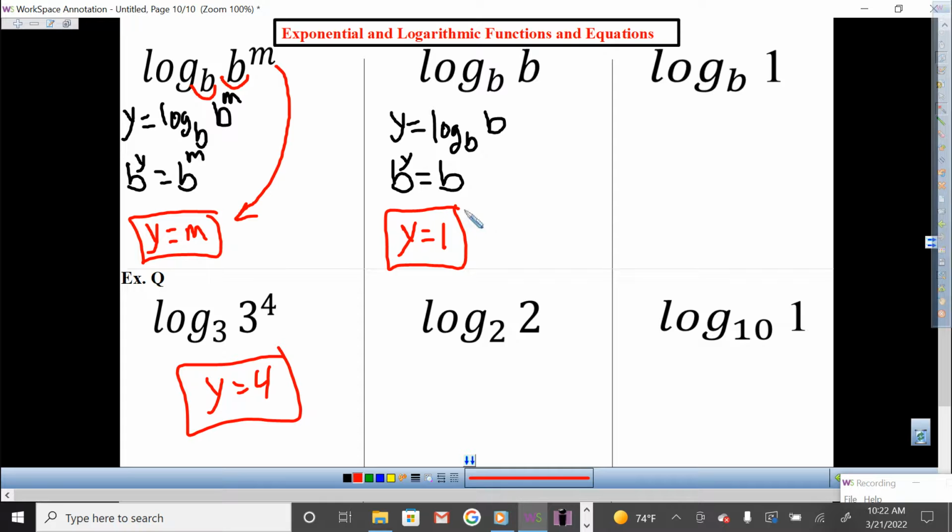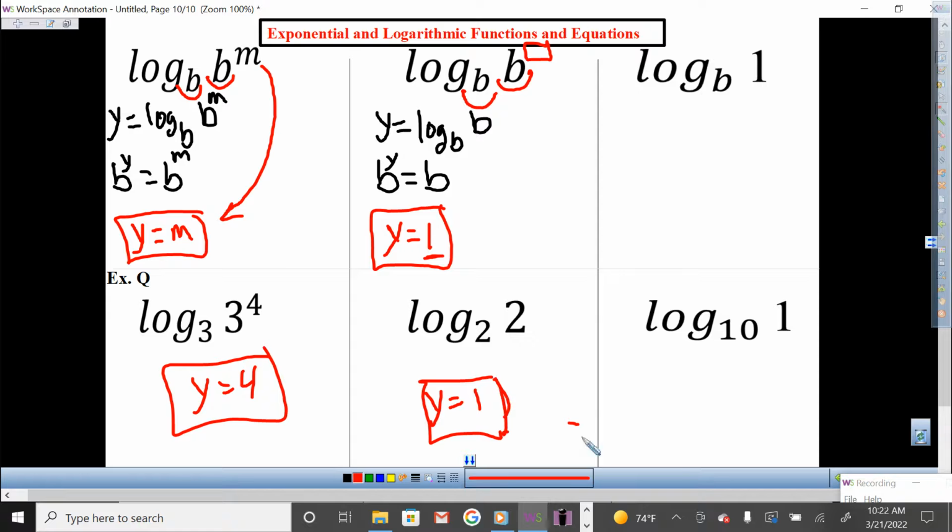So let's see. What is the second obvious thing that we should see? That if the log has the base the same as that number, and the number does not have an exponent, then the answer is 1. So look at that one. What is log base 2 of 2? Tell your neighbor, please. All right. Let's see what you get, Kevin. Okay, help him out, Mario. Y equals 1. That is correct.